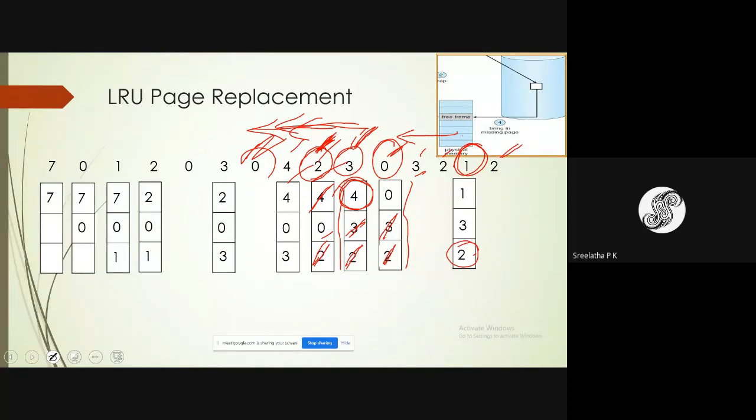So this is LRU. According to this, the number of page faults is 4, 5, 6, 7, 8, 9, 10. The number of page faults is 10. How do you count the number of page faults? Count the towers you have drawn. That gives the number of page faults.